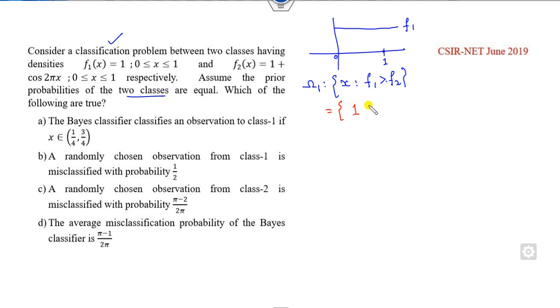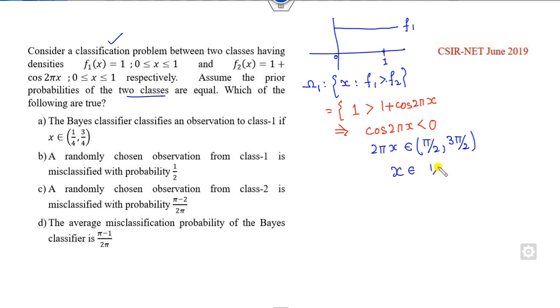What is f1? 1 is greater than 1 plus cos 2 pi x. What is the meaning of that? Cos of 2 pi x must be less than 0. So in which quadrant does it lie? Cos will be negative when the angle varies from pi by 2 to 3 pi by 2. So it means x belongs to (1/4, 3/4). So your class 1 is (1/4, 3/4). So the Bayesian classification for class 1 is the correct option.